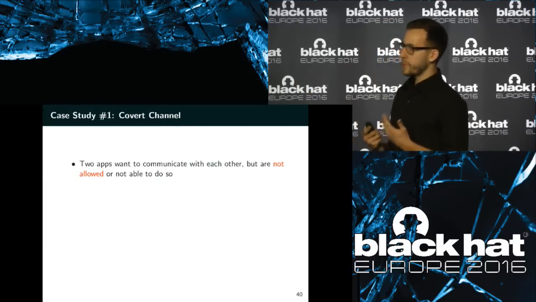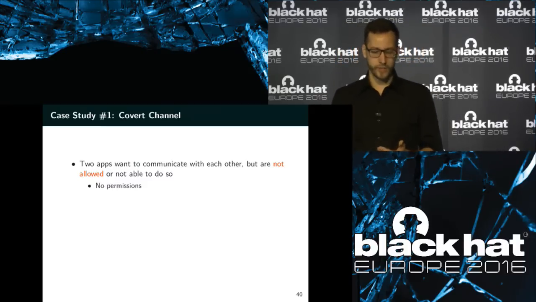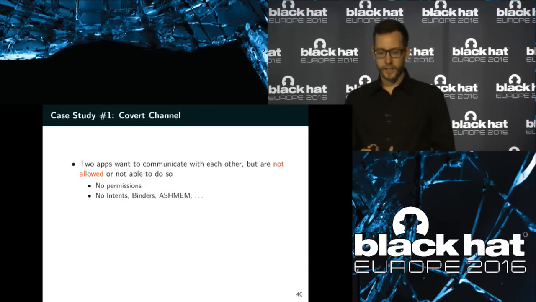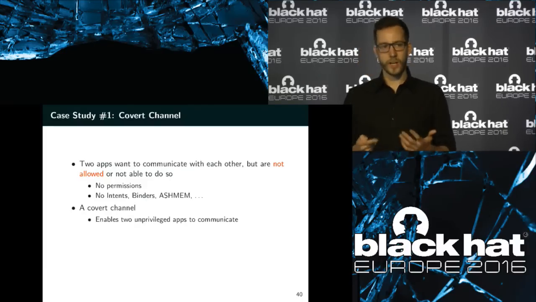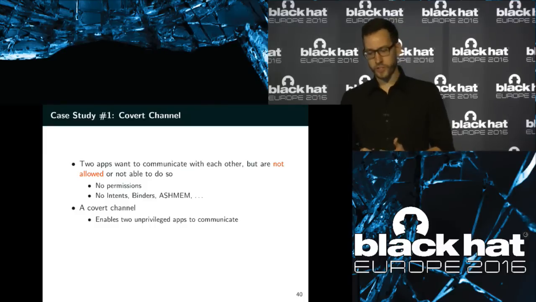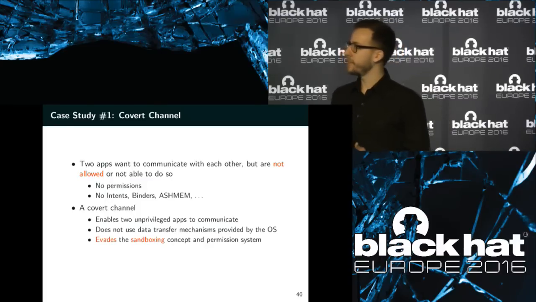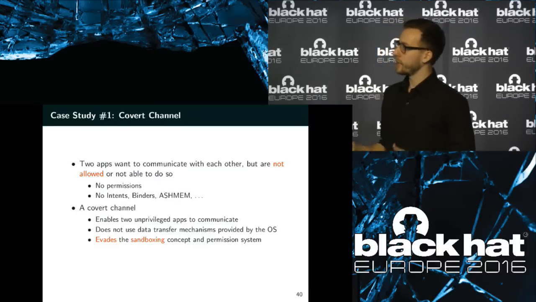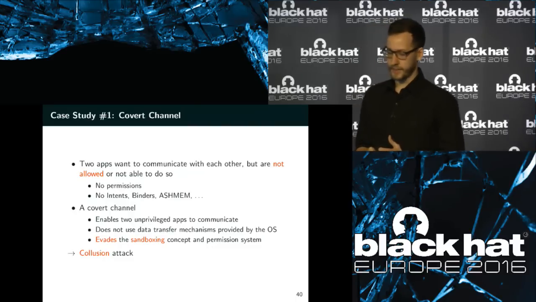And so if two applications want to communicate with each other, but they are not allowed to do so because they either don't have the permissions or there's just no mechanism they can use, like shared memory, they can use a covert channel. And a covert channel enables two unprivileged applications to communicate with each other, but it does not use any data transfer mechanism that is provided by the operating system. And this evades the sandboxing concept and also the permission system. And because you have two apps which need to work together, this is called a collusion attack.